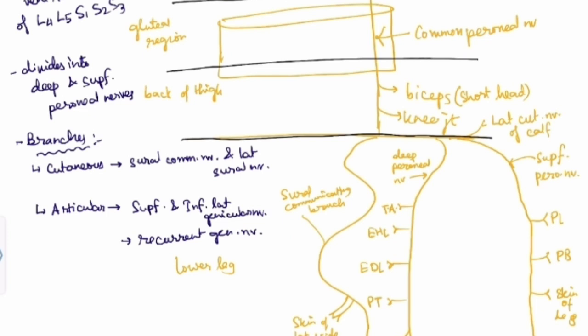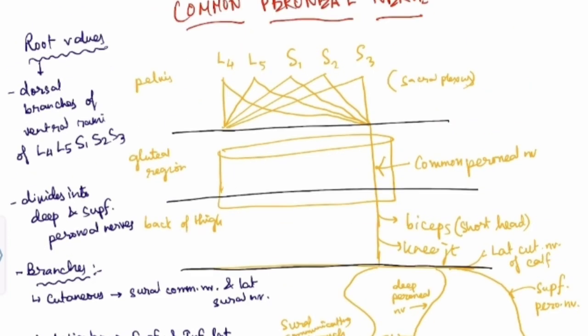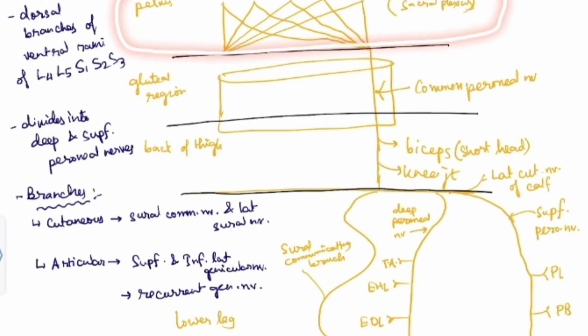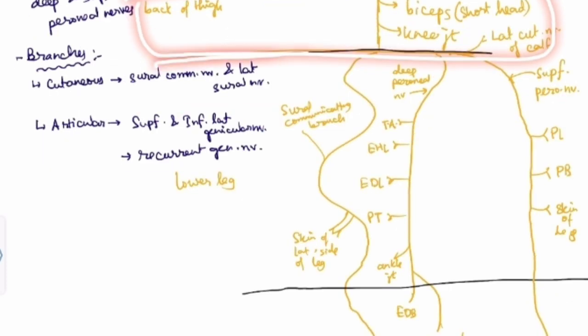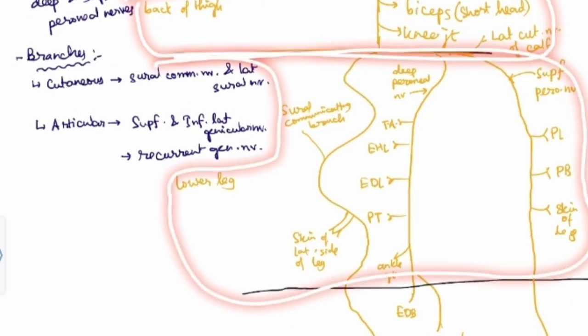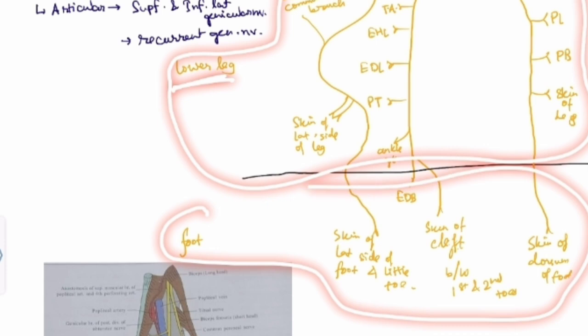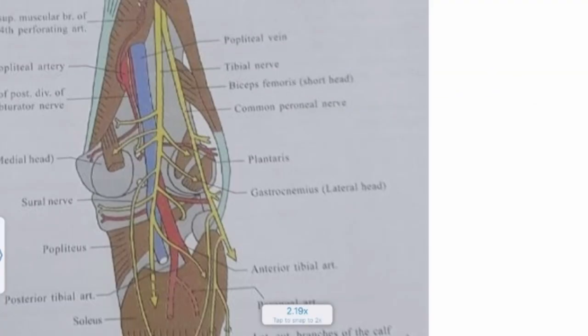First, I hope you can understand this part. This is the pelvis portion. This is the gluteal region portion. This portion is the back of the thigh. And finally, this is the lower leg portion, marked here. This is the foot portion. So let's get into it. This is the common peroneal nerve.